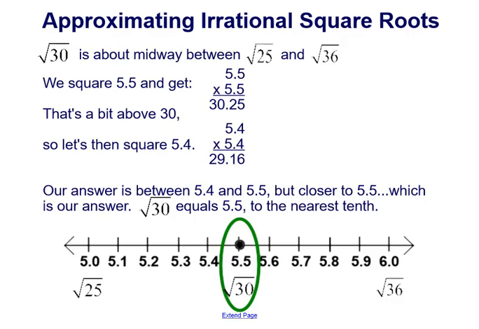So if we create our number line with the square root of 25 being 5 and the square root of 36 being 6, about halfway is 5.5. If we square 5.5, we get 30.25, and that's a little bit above 30. So now let's square 5.4. Let's try one under, and that's 29.16. So our answer is between 5.4 and 5.5, but it's closer to 5.5, so that'll be our answer. The square root of 30 equals 5.5 to the nearest tenth.